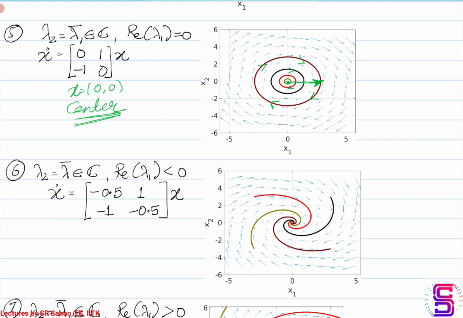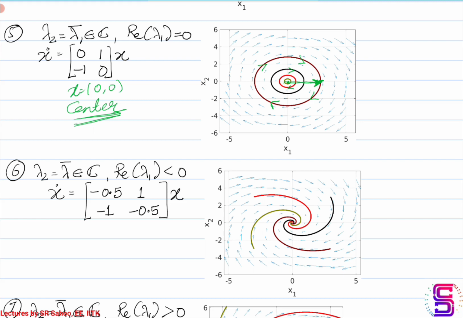Now, because of this negative real part, what happens is, if you observe here, these vectors are perpendicular to the radius that you have. That is why you actually keep on moving in a circle.